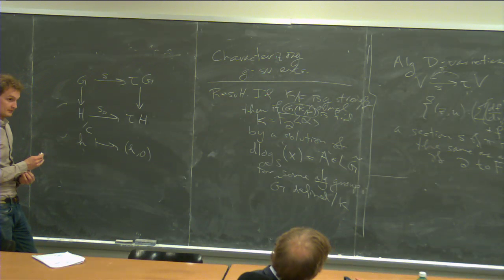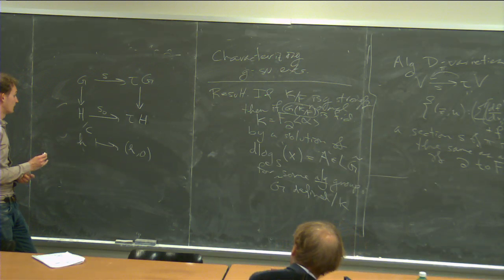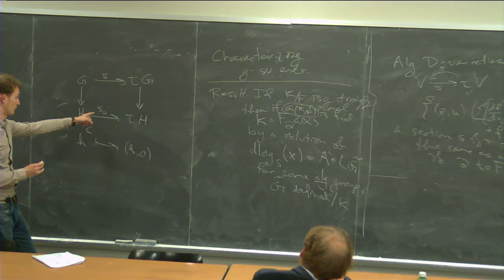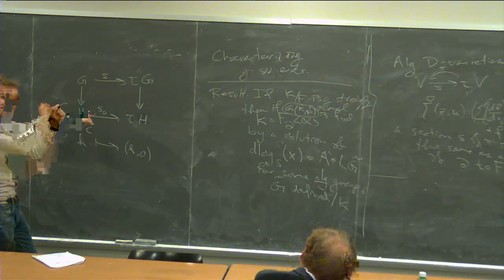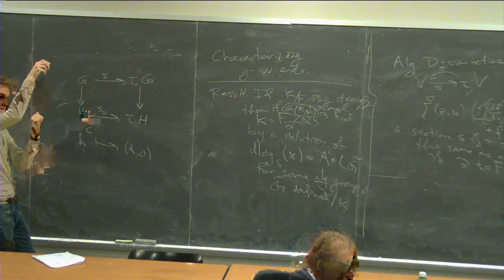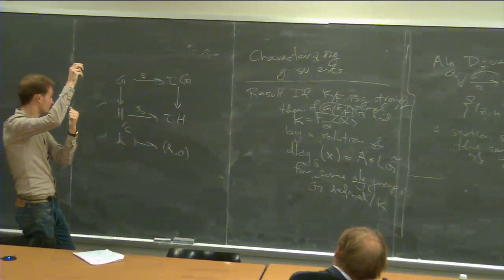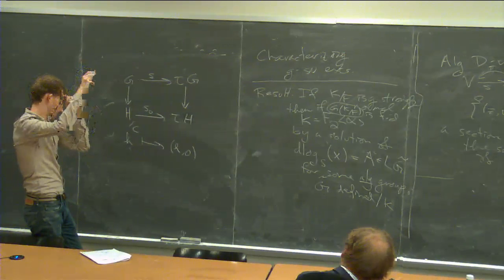Yeah, but the generic point of GM is not going to be equipped with the zero section. Right? Because if you look at a generic point of GM inside U, then... You mean the differential generic point? Yeah, the differential generic point. Then it's not going to be zero.